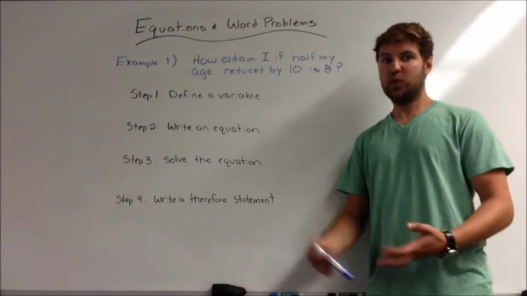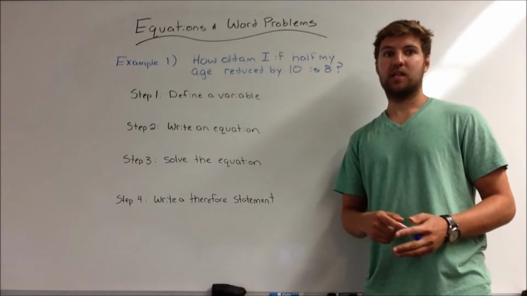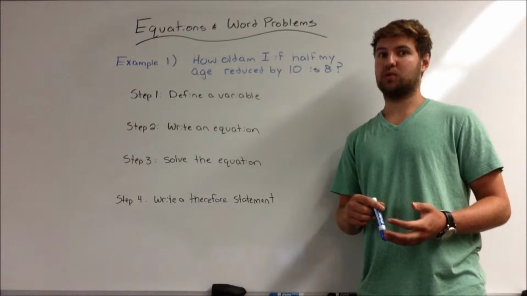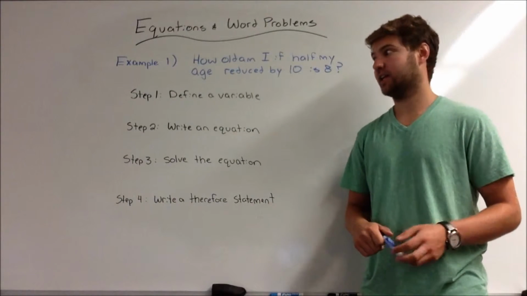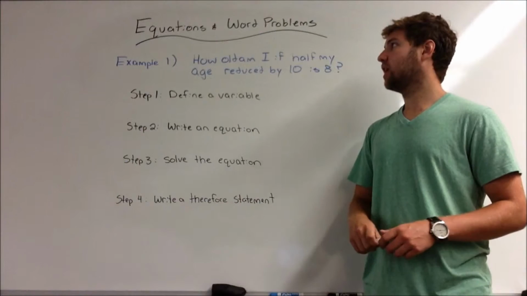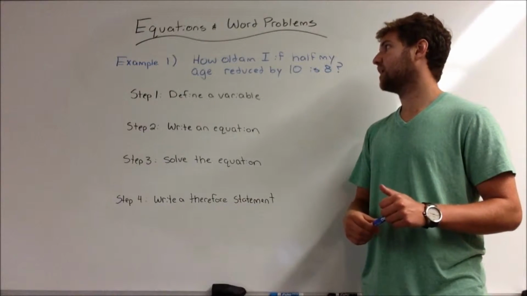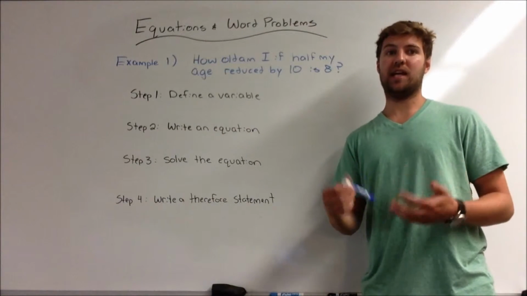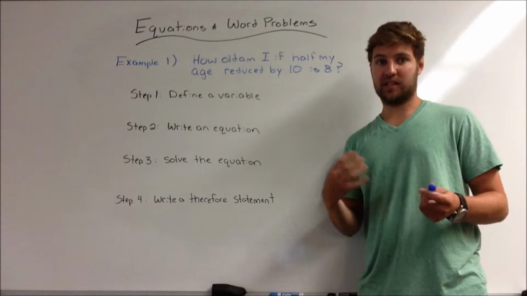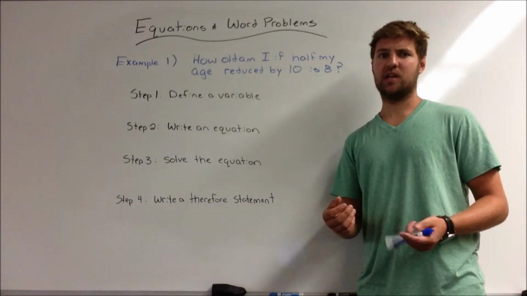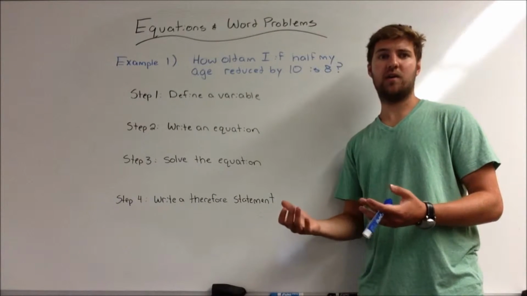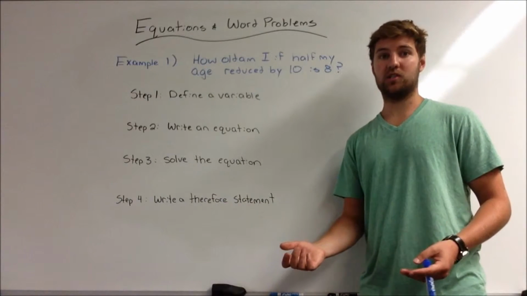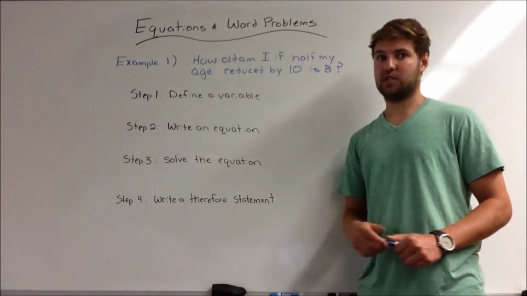So we can use equations to help solve different word problems. It often comes in very handy. So here's an example. How old am I if half my age reduced by 10 is 8? So you could sit there and just think about it and kind of work backwards. Or we can now use what we know about equations and solving equations to help us answer this question.